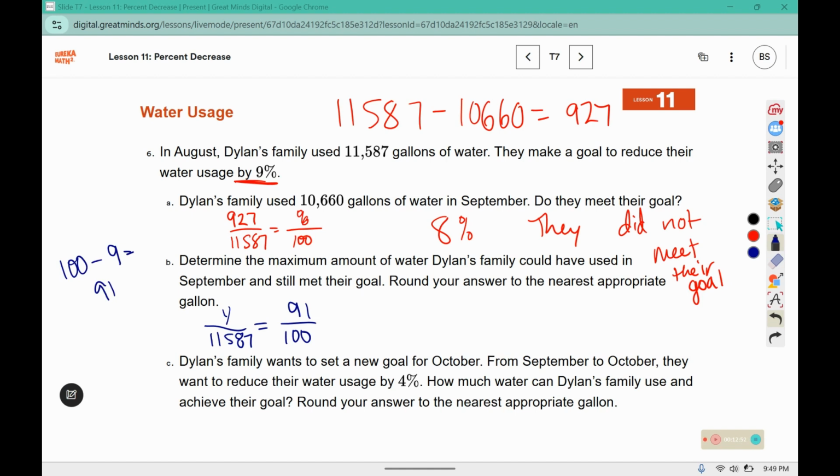11,587 times 91 divided by 100 gives us 10,544.17, and it says round it to the nearest gallon. The 1, since it's below a 5, the 4 stays the same. So this is 10,544 gallons.